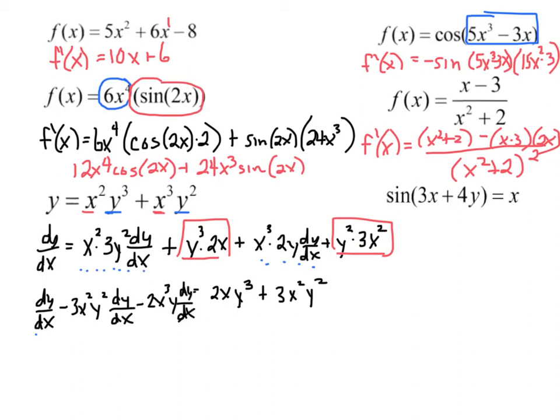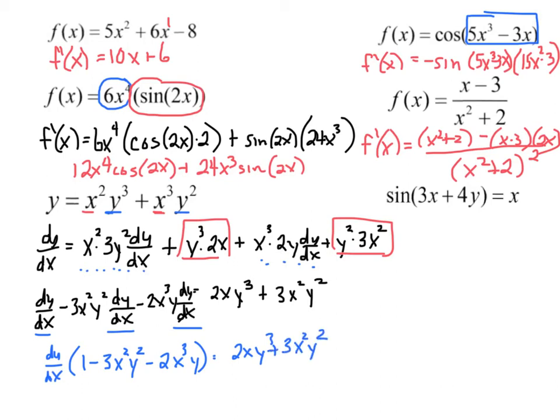Then we factor a dy dx out of each of those terms. That leaves us with 1 minus 3x squared y squared minus 2x cubed y equals 2xy cubed plus 3x squared y squared. And then we divide both sides in order to isolate the dy dx, like this. And this is our derivative. So that's a lot of work to get to that, but that's how we do the derivative. Okay?